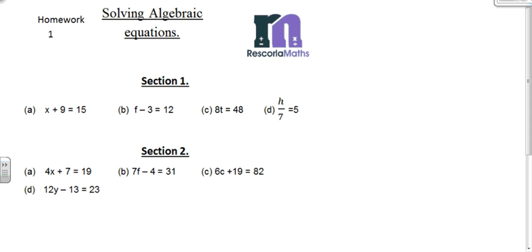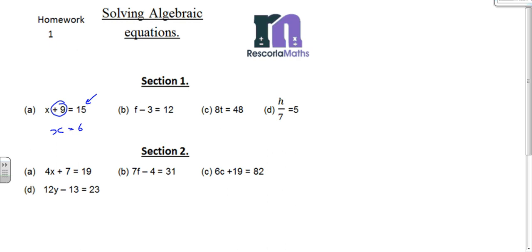Okay, so this is the help for the foundation homework from our Saturday session. If we have a look at this first question, question A, we've got x plus 9 equals 15. Now the first thing, as you'll remember from the lesson, that we need to do is get rid of that plus 9. And the way we get rid of plus 9 is we take it away from the other side. So if we take away 9 from this side, we're left with x equals 6.